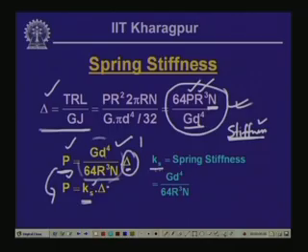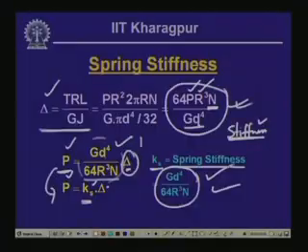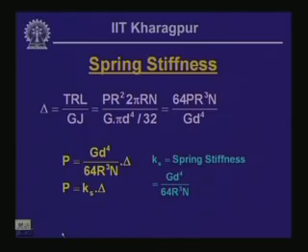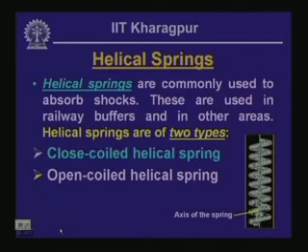So, thereby the spring stiffness K S we define as G d to the power 4 by 64 R cube N. In fact, you had seen that we had talked about the spring index, which was also of the same form, P by delta, which was equal to G d to the power 4 by 64 R cube N. So, this is what we define as the spring stiffness. So, these were the answers to the questions which were posed last time.